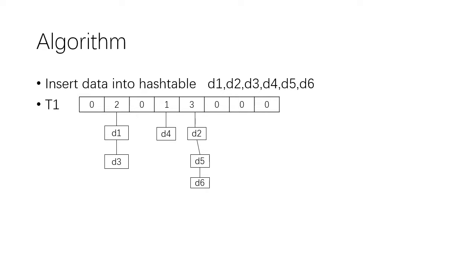And for D4, we map it to index 3. Now we have one data here, so we mark it as 1. For D2, D5, and D6, assume we map them to index 4. Now we have 3 data here, so we change the value to 3 at this index.